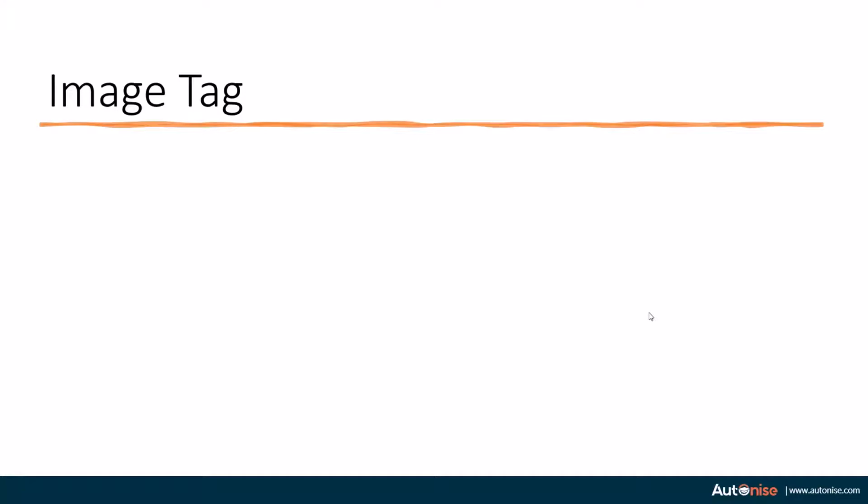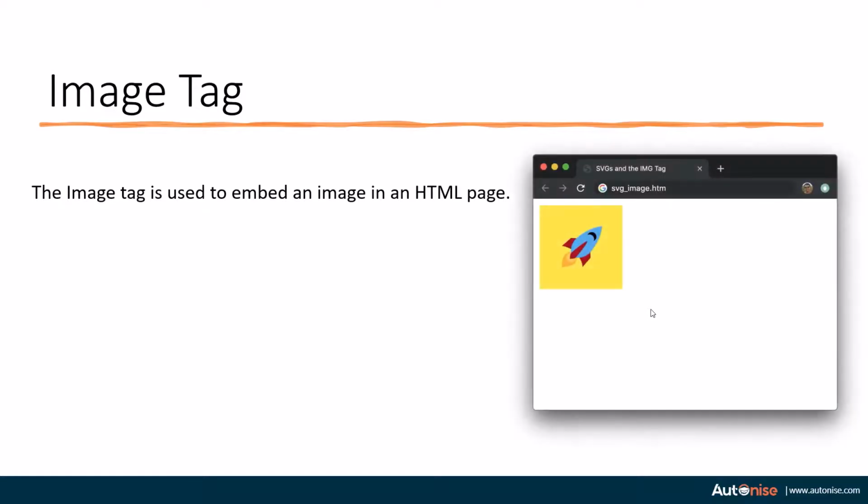So, after having a look at some of the commonly used tags, let's have a look at the image tag. The image tag is used to embed an image in the HTML page. So, if you embed an image, you will see your web page like this. Let's see how to do this. The code to do this is shown over here.